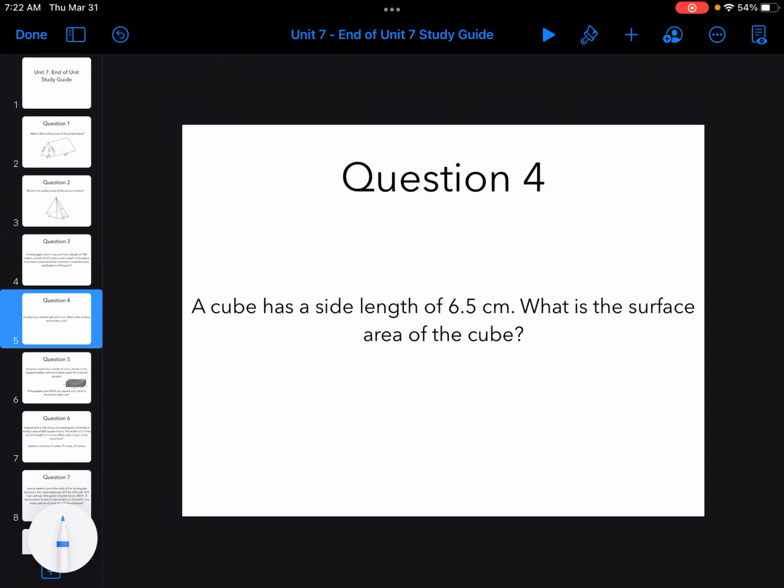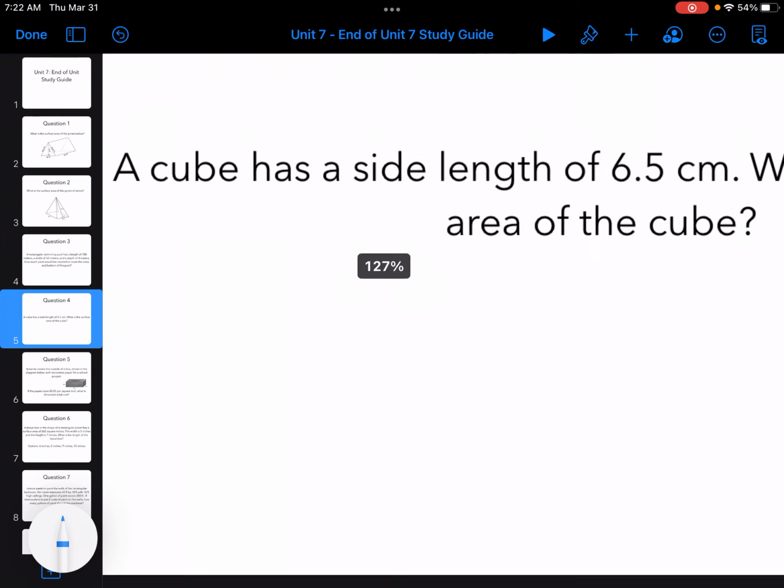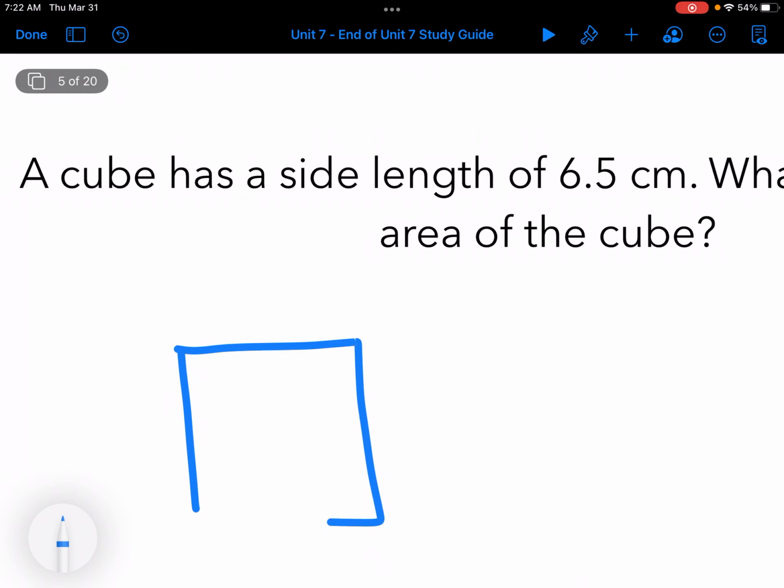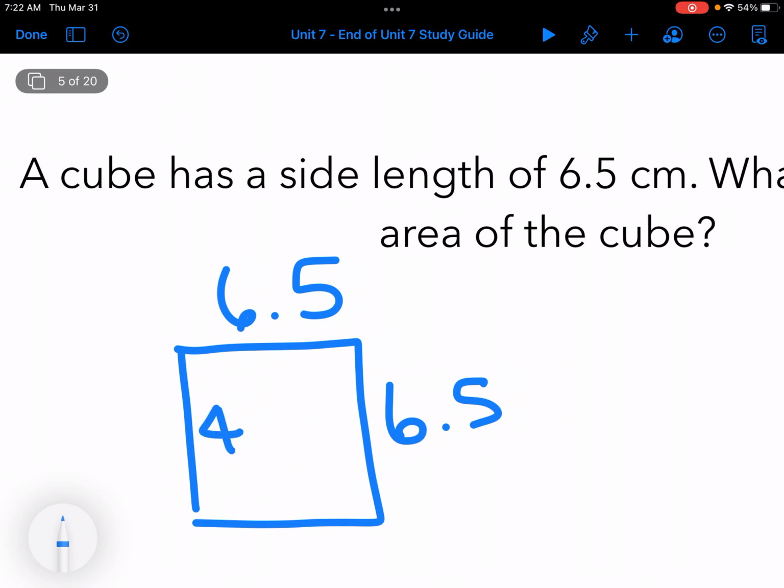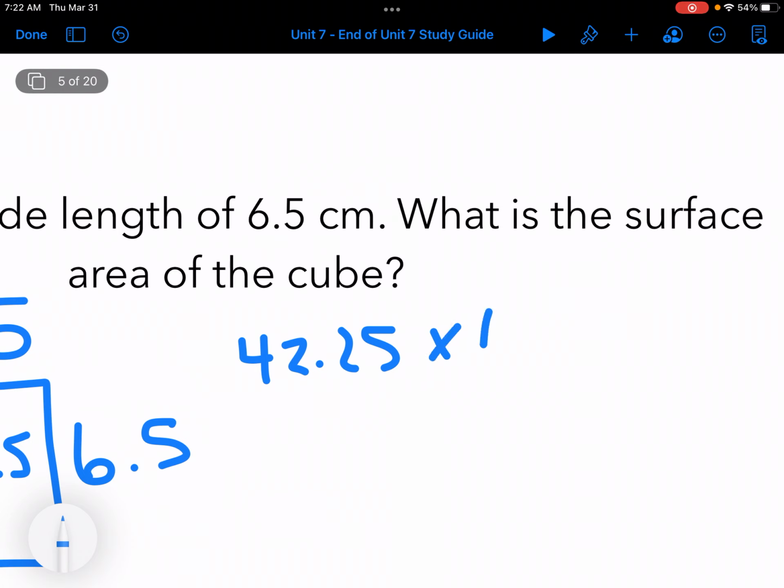All right, we're talking about a cube now. A cube is special because it's got square faces. So I'm going to draw myself a square, and I know that each side length is 6.5. The side lengths are going to be the same because it's a cube. So the area of each face is going to be 42.25. And because I have 6 faces on a cube, I'm going to multiply by 6 to get the surface area.